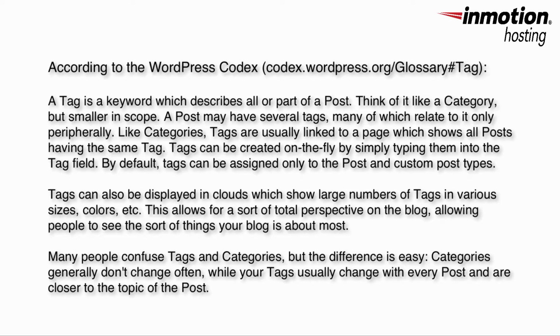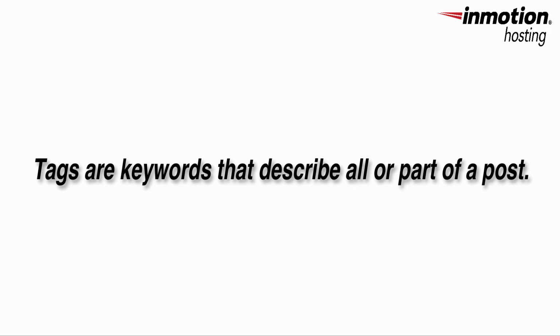Categories generally don't change often, while your tags usually change with every post and are closer to the topic of that post. So the first sentence really describes what a tag is in its simplest form. Tags are keywords that describe all or part of a post.